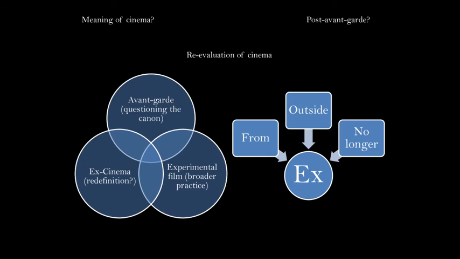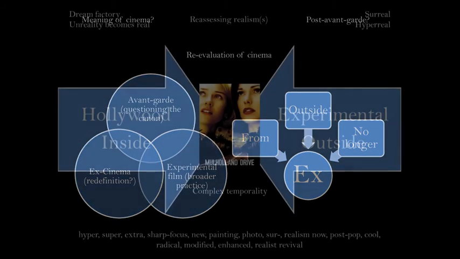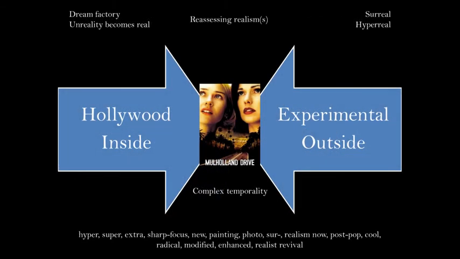Lippitt introduces the concept of X, meaning from or outside or no longer, to a re-evaluation of cinema itself in totality. My way of jumping into this discussion is through examining an intersection between what might be regarded as the inside, that is Hollywood, and the outside, the avant-garde, in Lynch's Mulholland Drive from 2001.